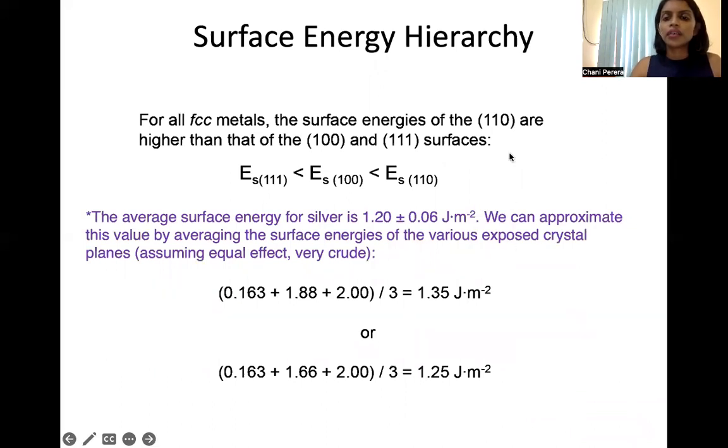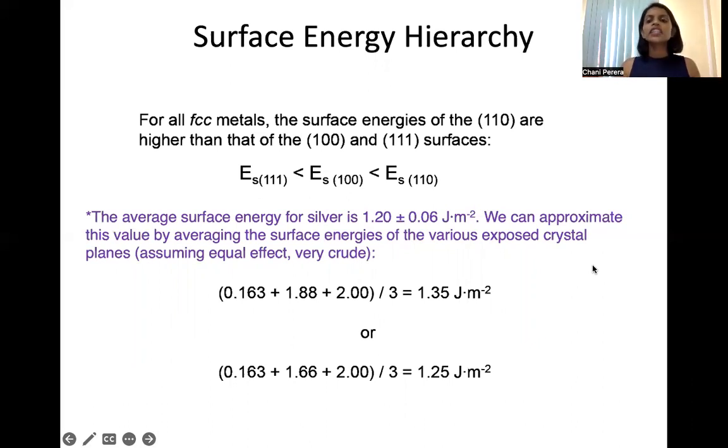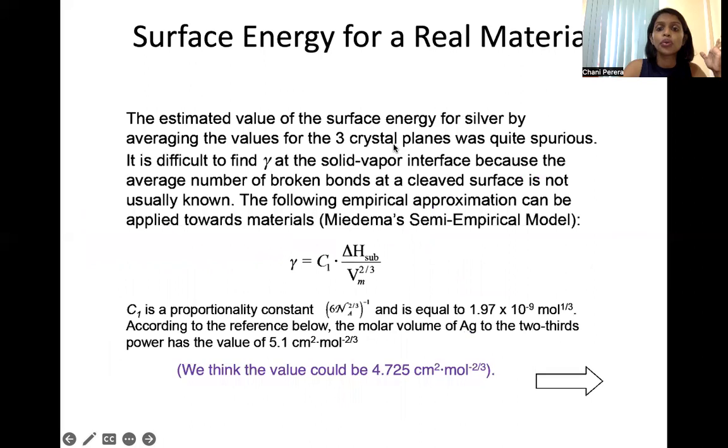Sorry for that. Right, so the surface energy hierarchy. If we keep in touch with the surface energy we calculated earlier for the FCC, we took silver as an example, and the surface energy for 110 is higher than 100 and 111. Let's go back and see whether it's true or not, right?